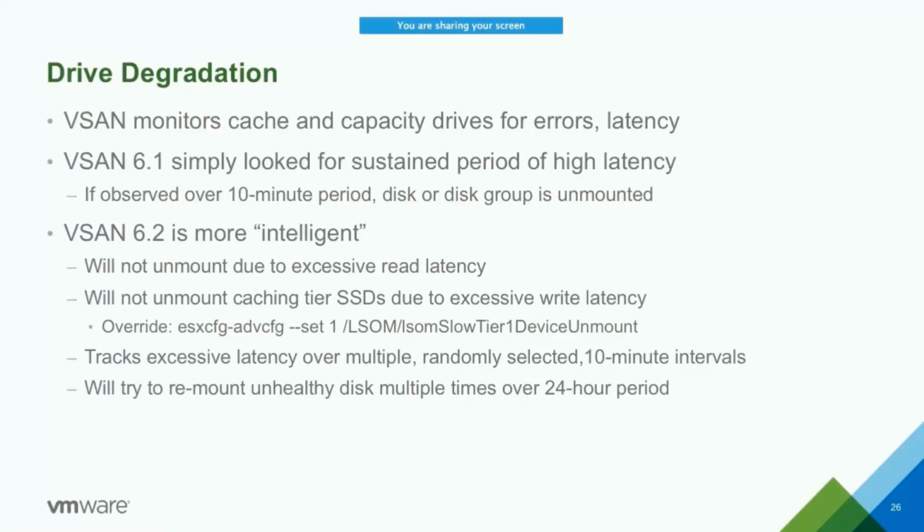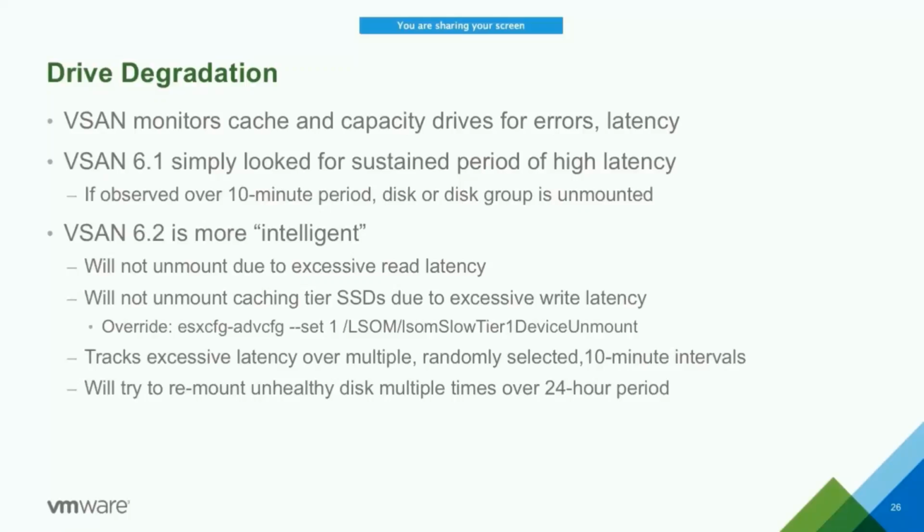Now, there is a way to override that if you need to. Some folks may want that behavior. So if that's the case, let's say you have multiple disk groups in the environment and you're okay with losing a disk group due to issues like that where performance is top of mind or most important. You can change that via the command line there, that esxcfg-advcfg advanced config option there. So what vSAN 6.2 also does is it looks at more than one interval of time, so more than one 10-minute interval. These are randomly selected.